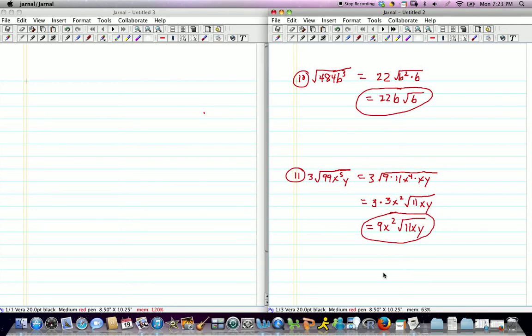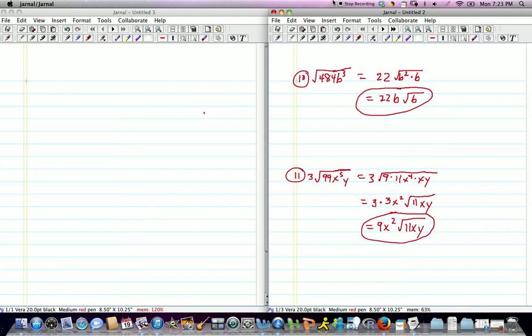So once again, the idea is to break down the numbers and the variables into expressions that I can take the square root of and expressions that I can't. The things I can take the square root of, I go ahead and do that and bring them outside of the square root. The things I can't take the square root of, I leave underneath of the square root in my final answer.